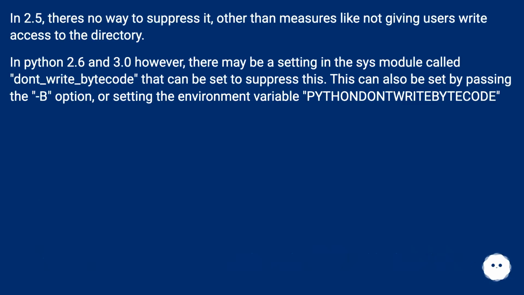In Python 2.6 and 3.0, however, there may be a setting in the sys module called dont_write_bytecode that can be set to suppress this. This can also be set by passing the -B option or setting the environment variable PYTHONDONTWRITEBYTECODE.